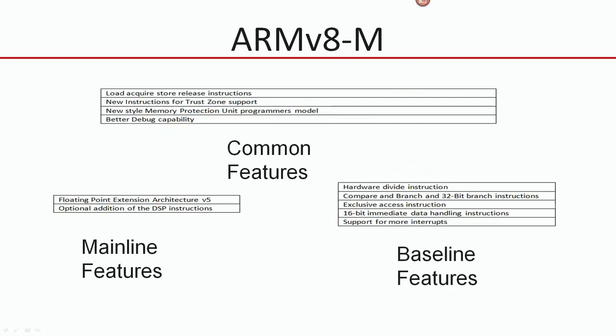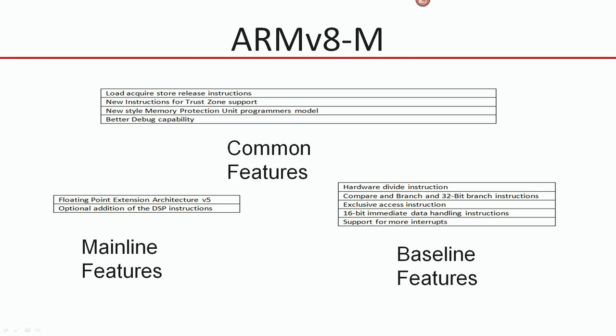Within the ARMv8-M, there are a number of common features. It's a set of instructions that support load-acquire and store-release instructions. These have been included to support the latest C and C++ languages, mainly atomic instructions. Also, the memory protection unit has been updated as well, so it's easier to program and offers a more flexible definition of the regions that we can lay over the memory.